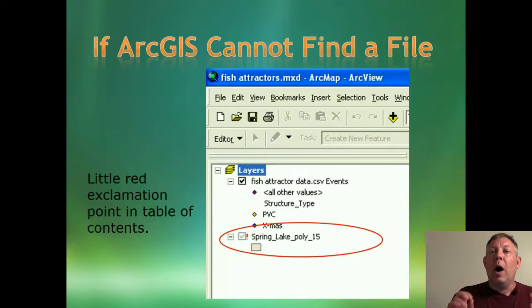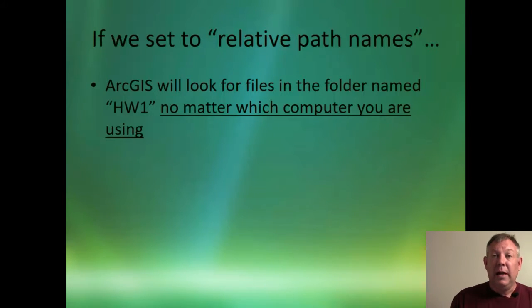So again, why am I beating this to death? Because I see this all the time with people who are first starting out with GIS. And so I'm trying to help you avoid these problems. And so again, if I set it to relative path names, no matter where I'm at, it will always look for stuff within the HW1 folder. And that's the reason why we just put everything in that one folder, set to relative path names. I can go anywhere and it'll work.